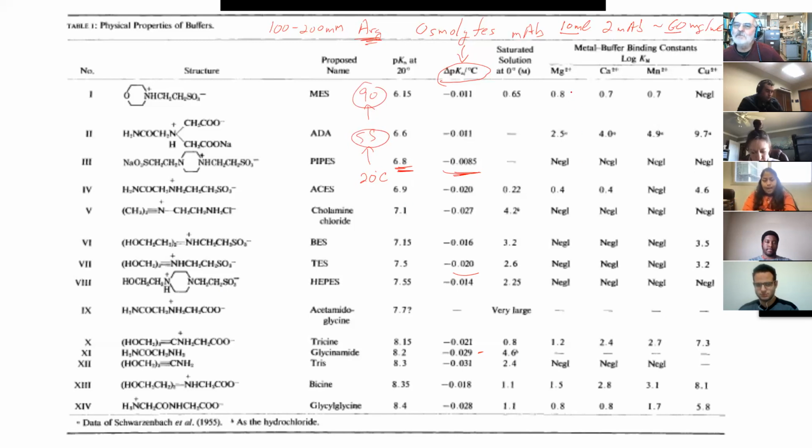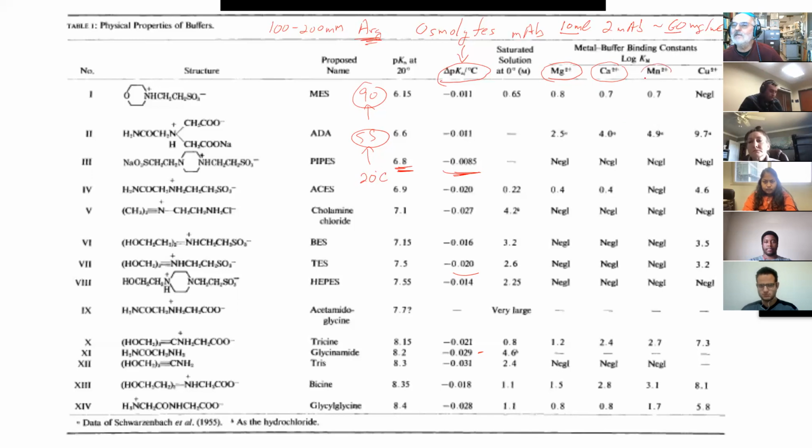And then the final thing that's in this table has to do with metal binding, okay? So notice here that the buffers might bind magnesium. A lot of them, it says negligible. Some of them give a number, and these are log Ks. So these are generally very small numbers. Even 2.5 or 4 is 10 to the 4th, 10 to the 5th. But it says that these buffers can bind magnesium and calcium.